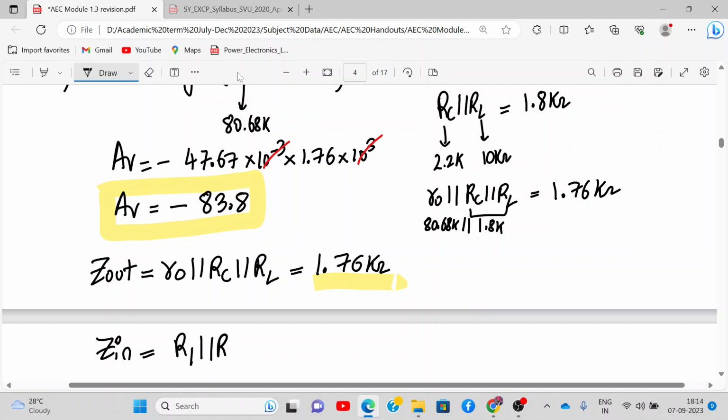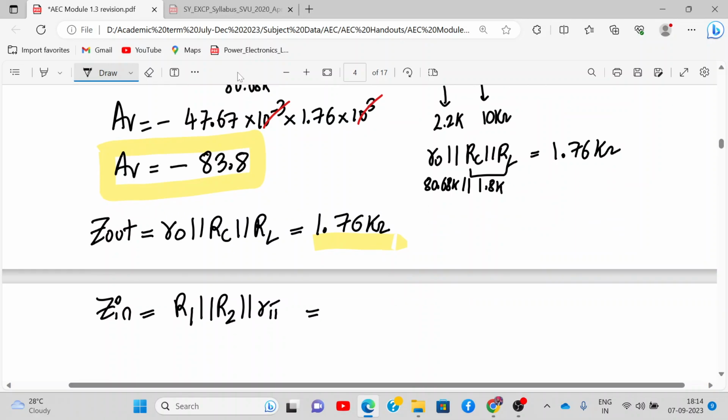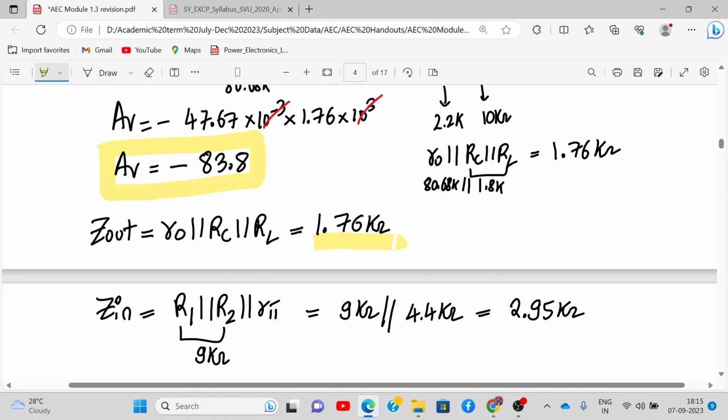R1 parallel to R2 parallel to R pi. R1 parallel to R2 we know now already how much it is. 9 kilo ohm. So 9 kilo ohm parallel to R pi. R pi is 4.4. Yeah. How much is this? This is I think 2.95 kilo ohm. Please check these answers, please.